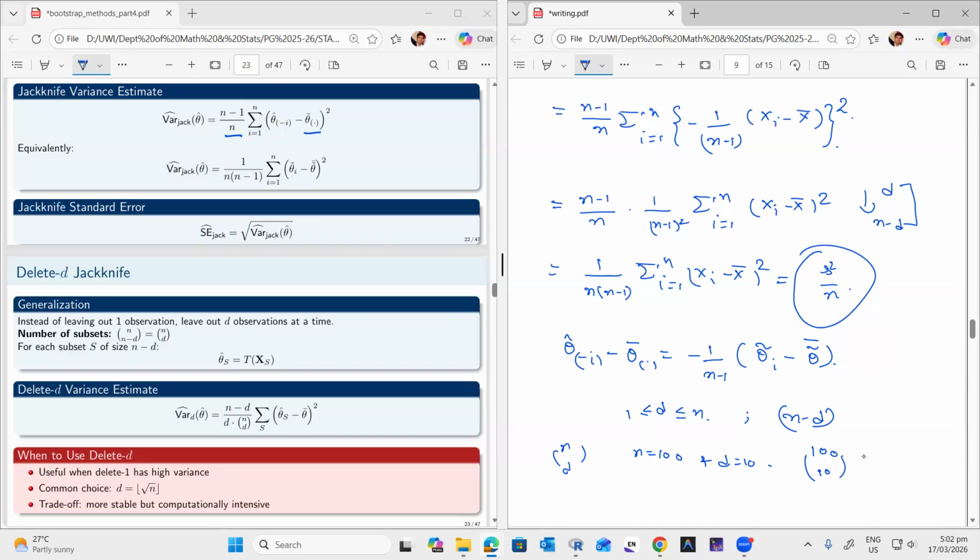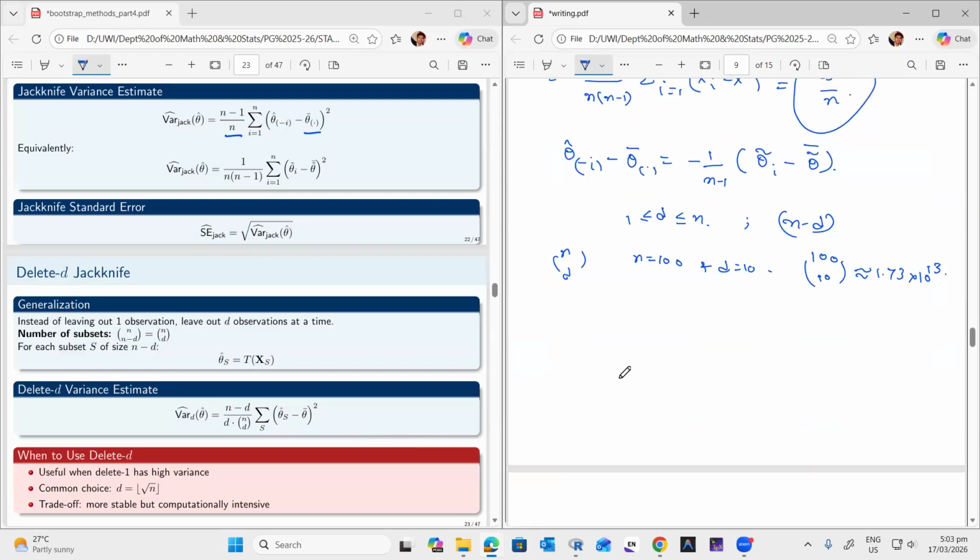That is a very large value. You may say that it is 1.73 times 10 raised to the power 13, which is very difficult to compute. So in practice, for large M, we might use a random sample of subsets, which we call the Monte Carlo jackknife, or choose d such that the number of subsets is manageable.